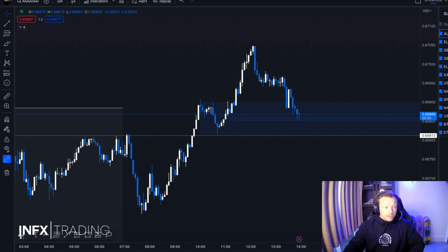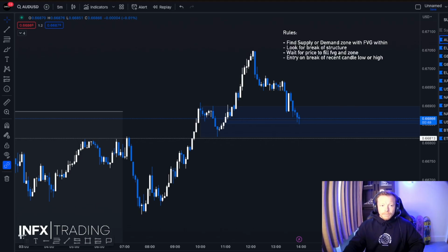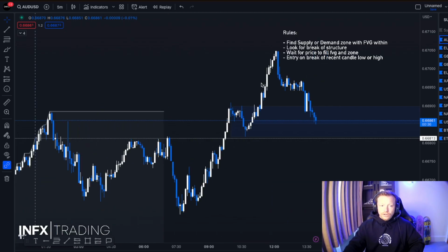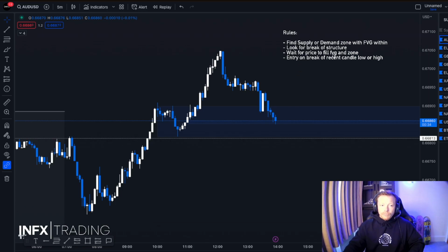Now if I just throw the rules up real quick, we've got our rules up here. Find a supply and demand zone with, in this case, a demand zone with a fair value gap within. Done that. Look for the break of structure. We broke structure here. We also broke out of the highs of the Asia range here, so that's a good sign of structure break. Wait for price to fill the fair value gap and the zone, which we've done.